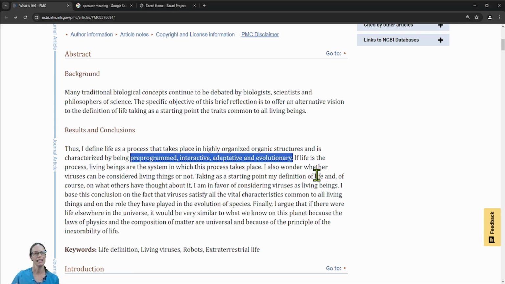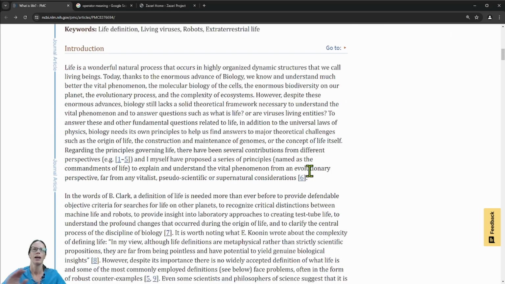When we start lacing what, how, and why with a mechanistic understanding or a technological understanding of human-created devices, we really start limiting ourselves in understanding what life is, how life does what it does, and why life exists at all. As we go into the introduction, the author comments on the tremendous advances in understanding, which I agree with.